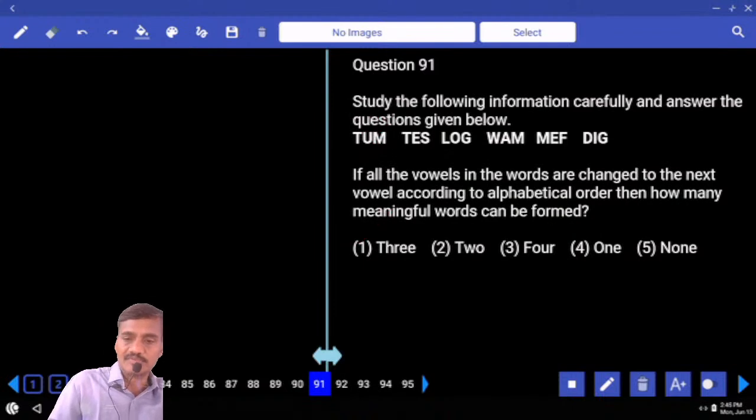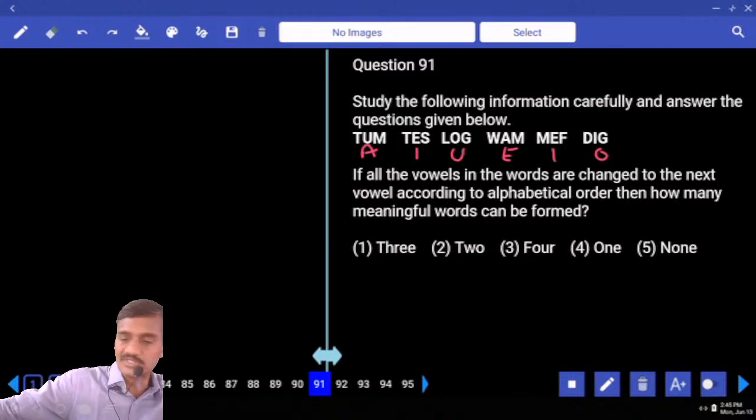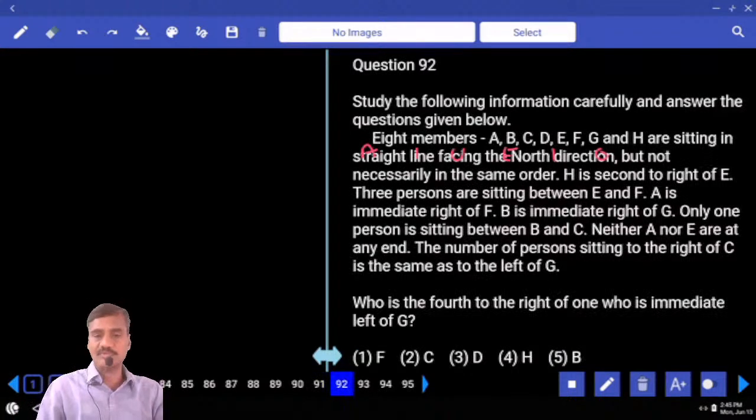Then next one, 91. If all the vowels in the word are changed to the next vowel, the next vowel of A is E, E is I, I is O, O is U, U is A. All the vowels in the word are changed to the next vowel, then how many meaningful words can be formed? TAM, TIS, LUG, WEM, MIF, DOG. Tell me how many words can be formed? One, that is given in choice 4. DOG, dog, is the only word that can be formed.